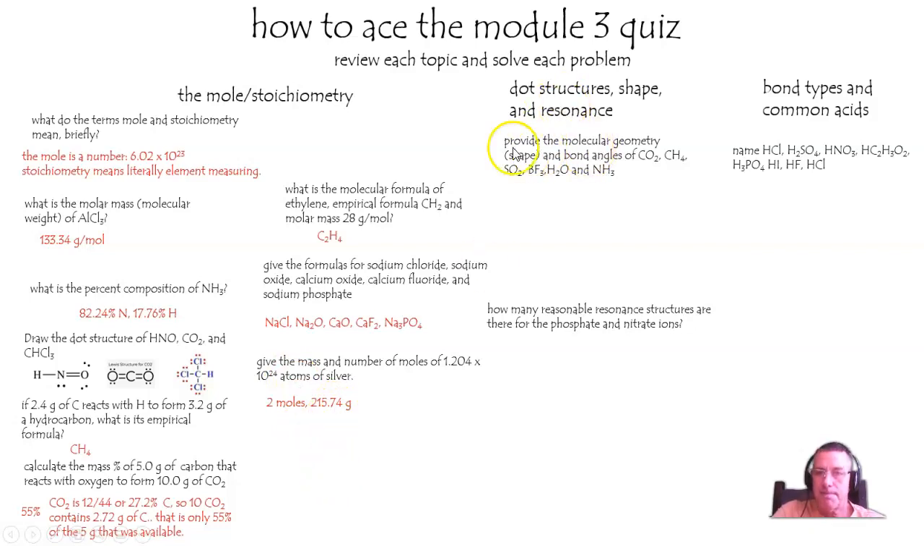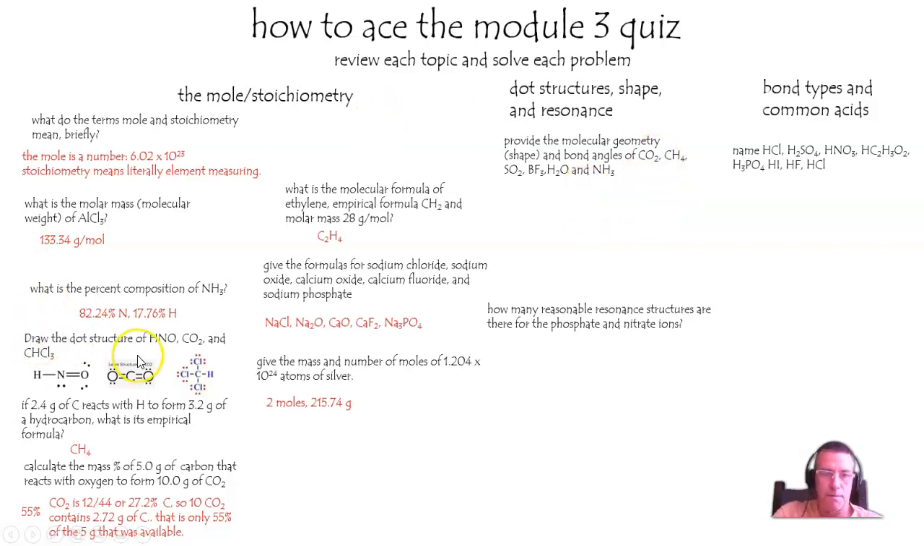Dot structure, shape, and resonance provide the molecular geometry, shape, and bond angles for carbon dioxide, methane, SO2, BF3, H2O, and NH3. There's a lot of work there. I am going to do this rather quickly. I hope it doesn't drive you crazy. Just watch the shape video to get more details on this.